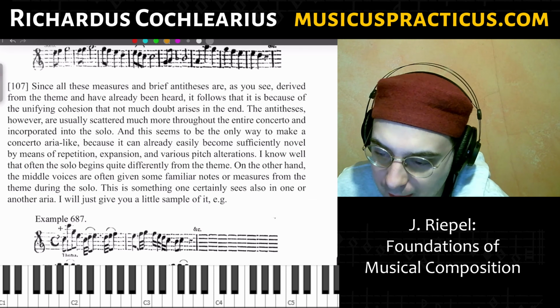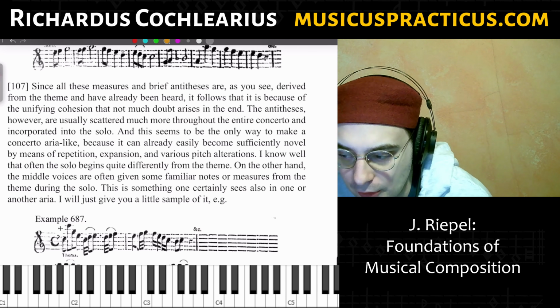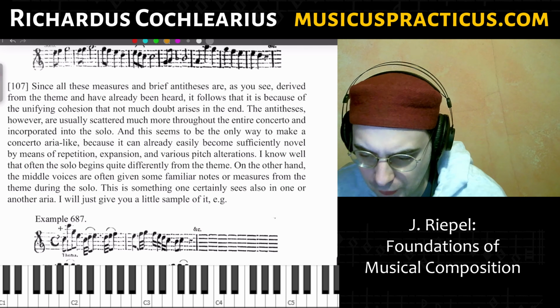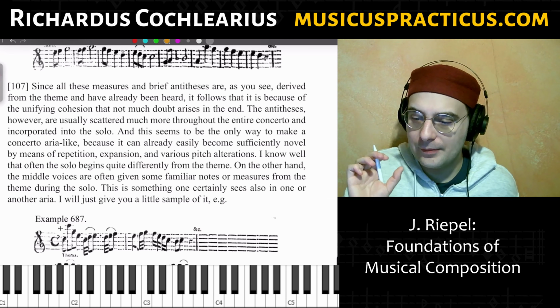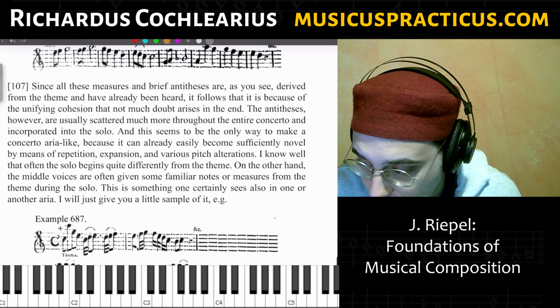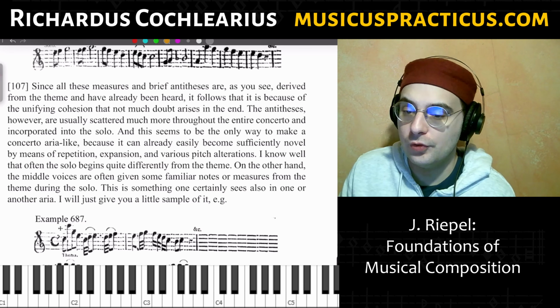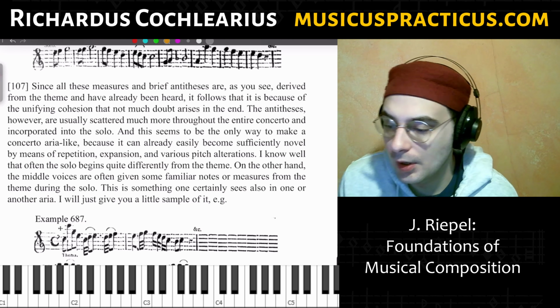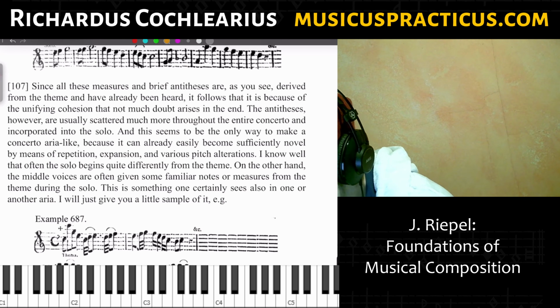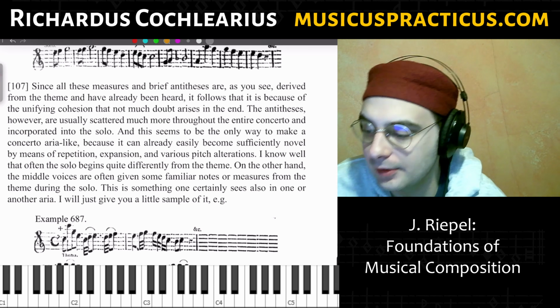I know well that often the solo begins quite differently from the theme. On the other hand, the middle voices are often given some familiar notes or measures from the theme during the solo. This is something one certainly sees also in one or another aria. I will just give you a little sample of it.